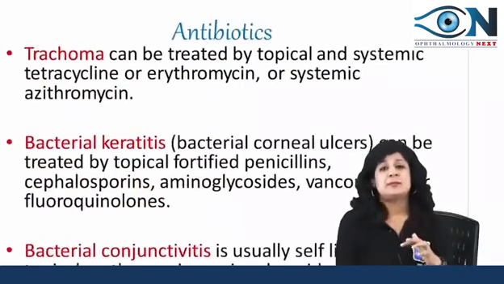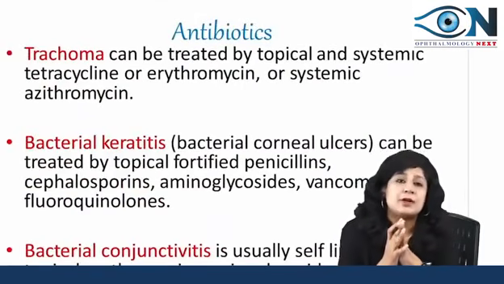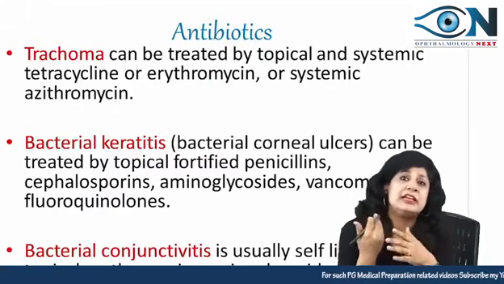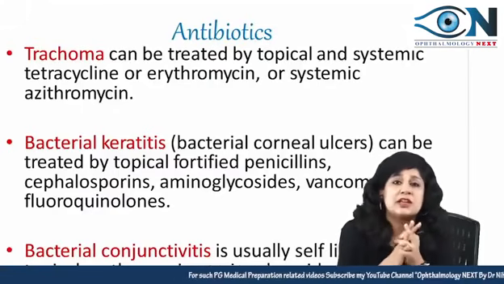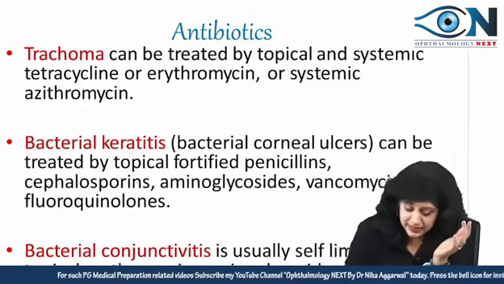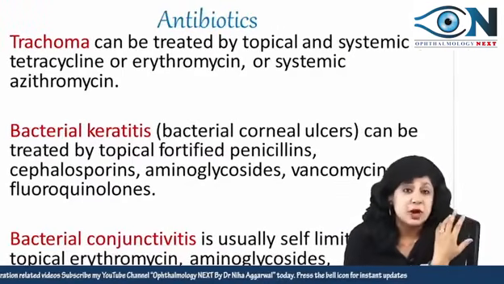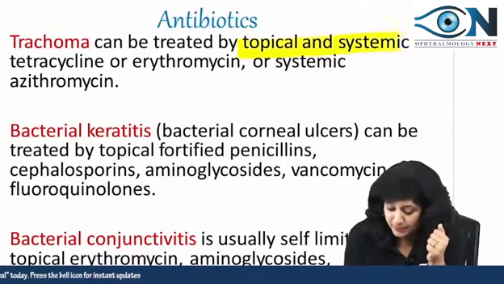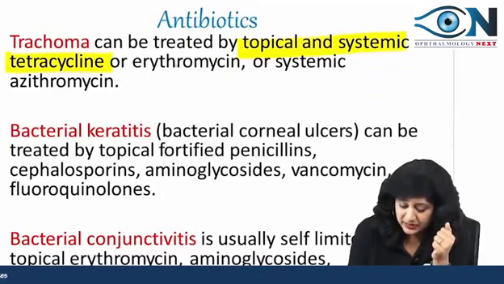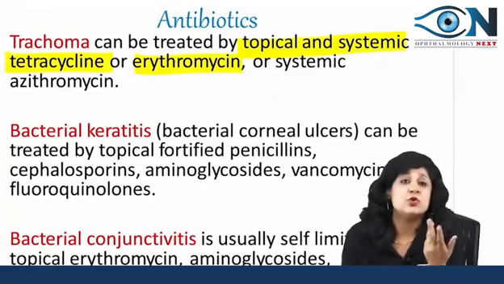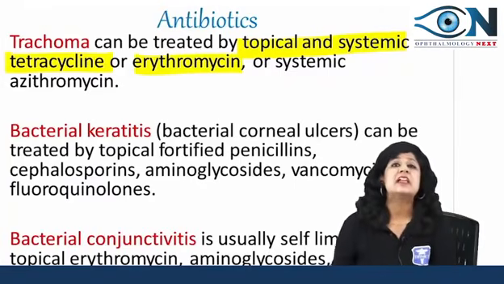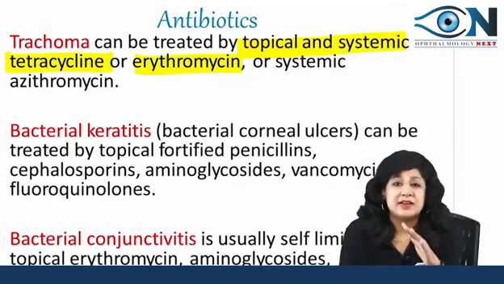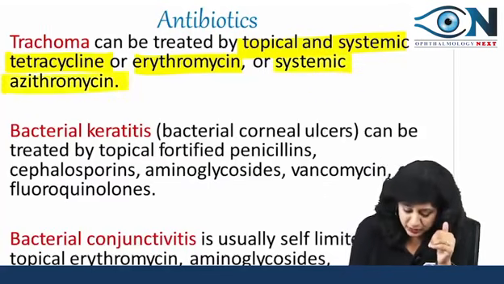Now coming to the antibiotics. If I talk about the trachoma, which is one of the infections causing the leading blindness in India. So one infection that can be responsible for the blindness is trachoma, and it is the most common infection which is causing blindness in India. It can be treated by the topical and systemic tetracycline. We have erythromycin, and as I told you, we also have the single drug regimen with the help of systemic azithromycin.